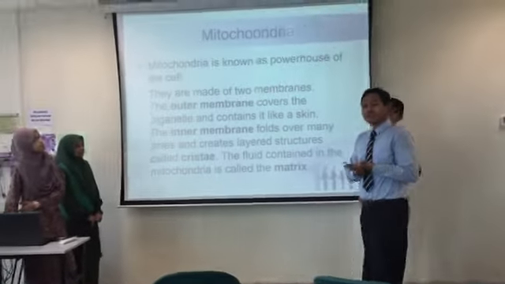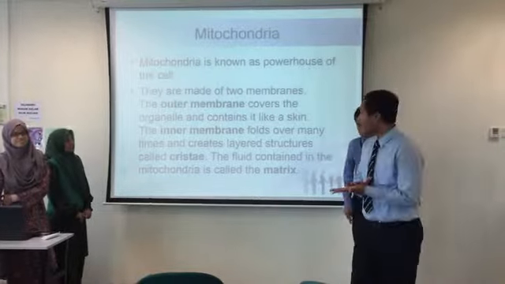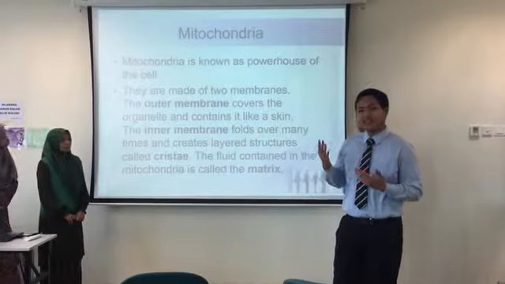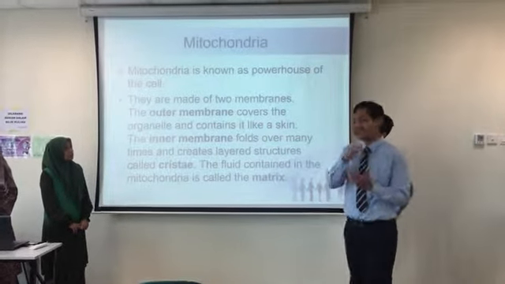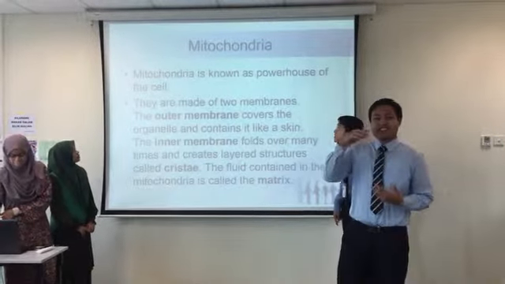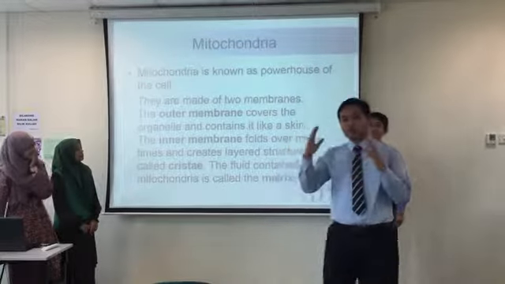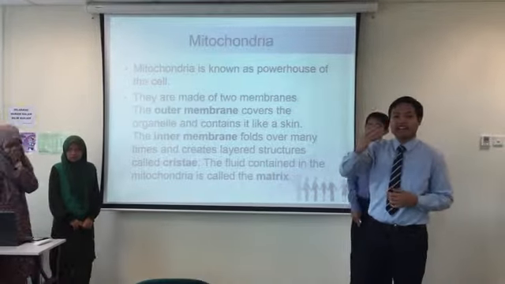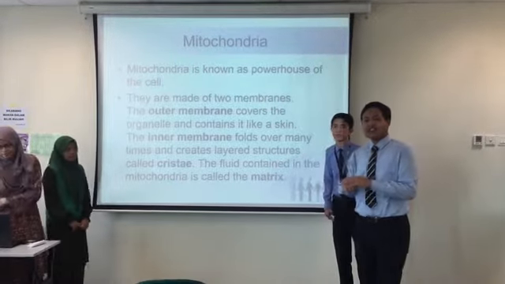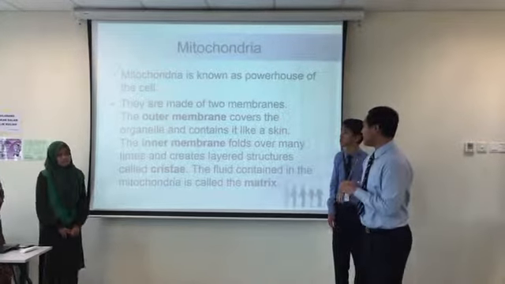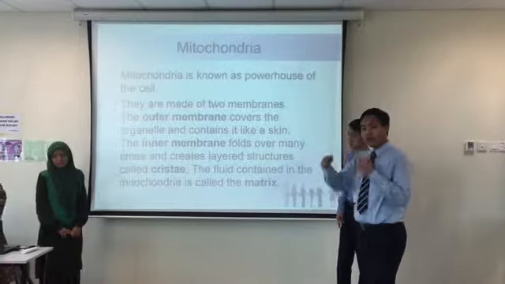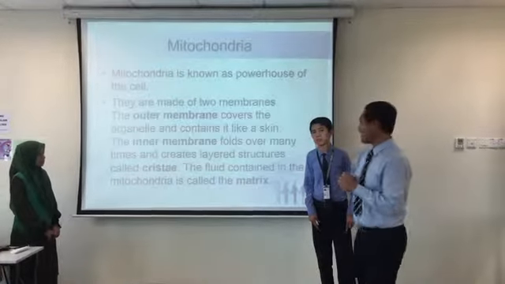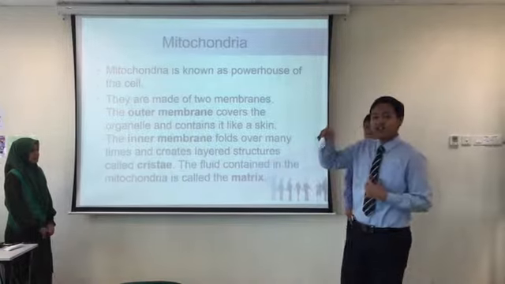Next I'm going to talk about mitochondria. Mitochondria is known as the powerhouse of the cell. Why is it known as that? I will talk to you about it later on, so stay tuned. The mitochondria are made out of two membranes that cover the organelle and contain it like a skin. The inner membrane folds over many times and creates a structure called cristae. The fluid contained in the mitochondria is called the matrix.